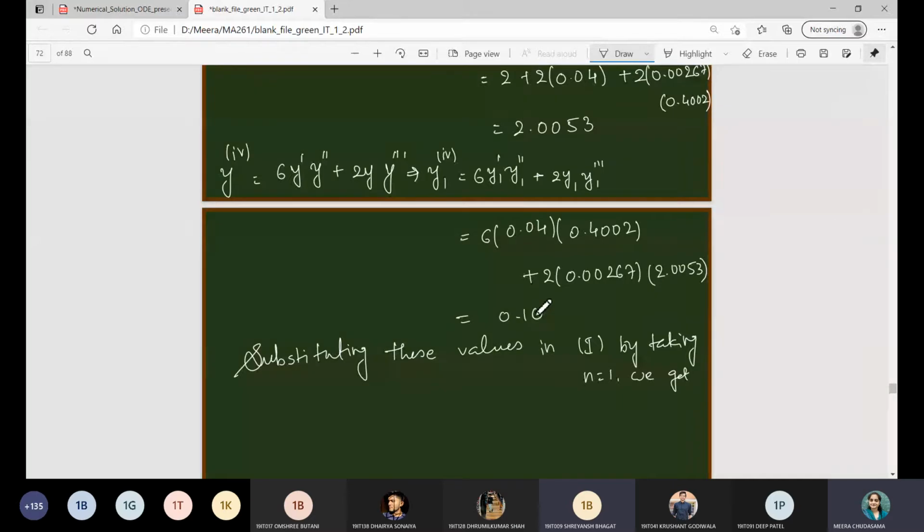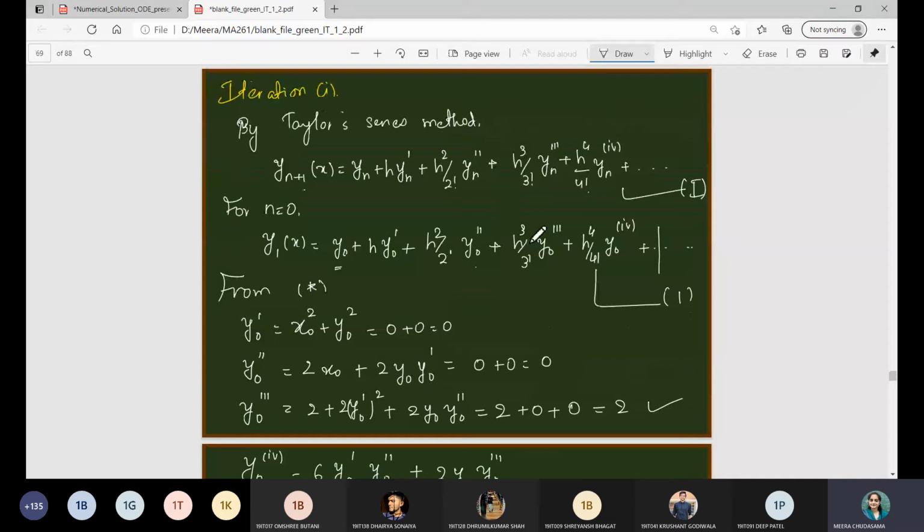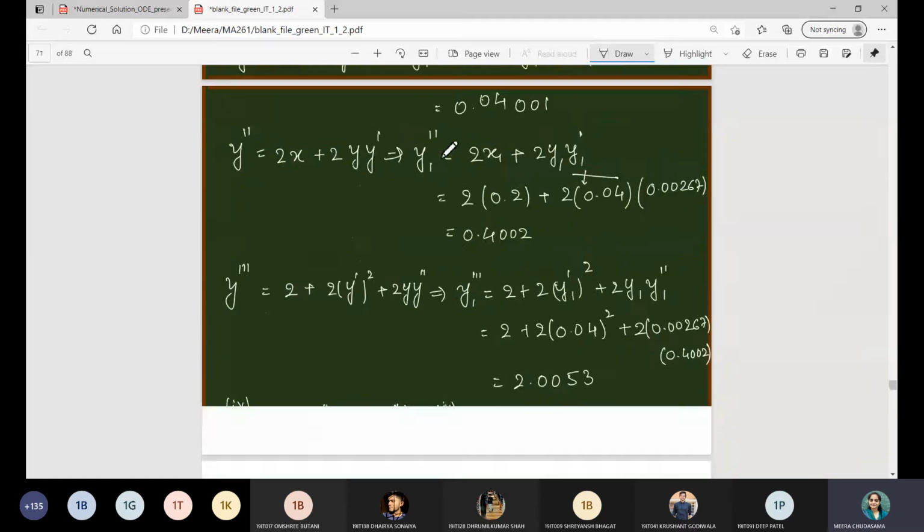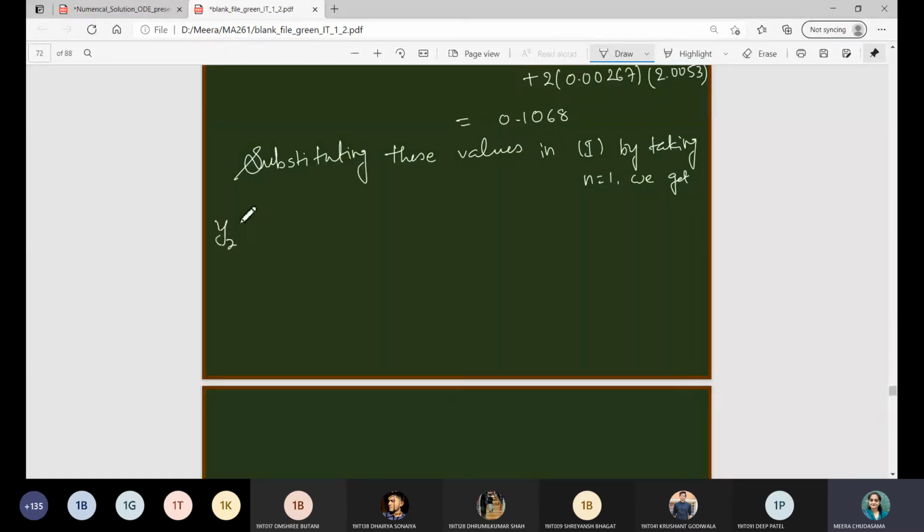0.1068. Yes, 10.1068, it is correct. So we are going to substitute all these values into Taylor's expansion we have considered. I have given it as a capital Roman 1. So n is equal to 1 when we consider, then we arrive at the y2 of x. That means what it will be? So it is y at 0.4. y2 of x means y at x2. So x2 is now 0.4. So y at 0.4, that is, if you see, y1 plus h y1 dash plus h square by 2 factorial y1 double dash and so on.